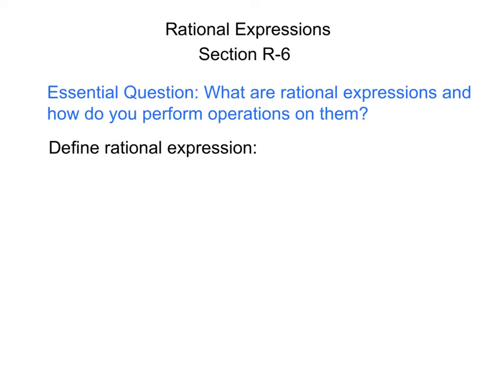So let's start out by defining what a rational expression is. A rational expression is the quotient of two polynomials. Two examples might look like x over x squared minus 1, or x squared plus 1 over x squared plus 2x minus 3.